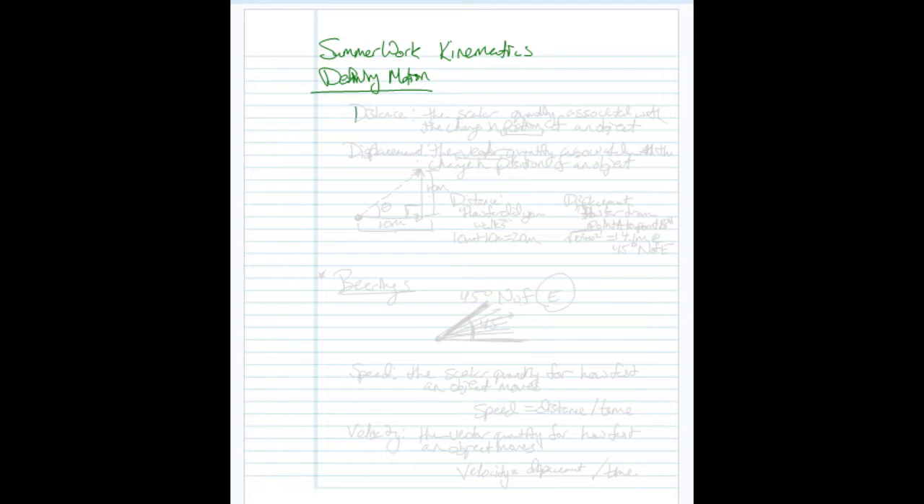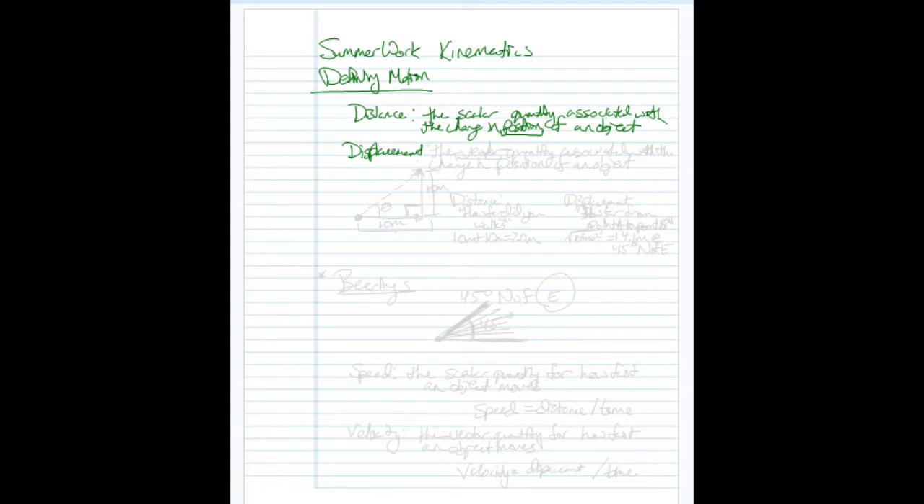The first term that we're going to talk about is distance. This is the scalar quantity associated with the change in position of an object. So when we're talking distance, we're talking about how far has it changed its position during its motion.